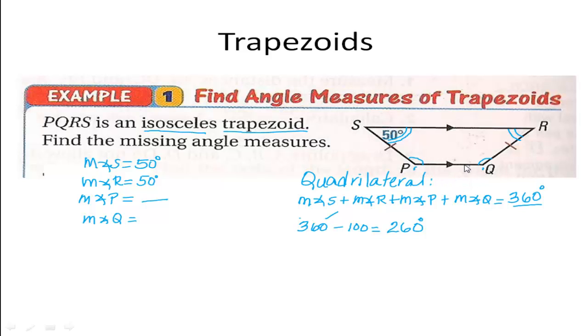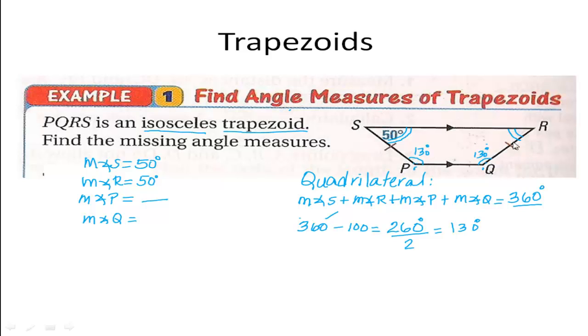Now, how do I share them? Since this is an isosceles trapezoid, I have to share them equally because base angles. For an isosceles trapezoid, base angles are congruent. So that means that this 260, I divide by 2 and I get 130 degrees each. That means this is 130 degrees and this is 130 degrees.